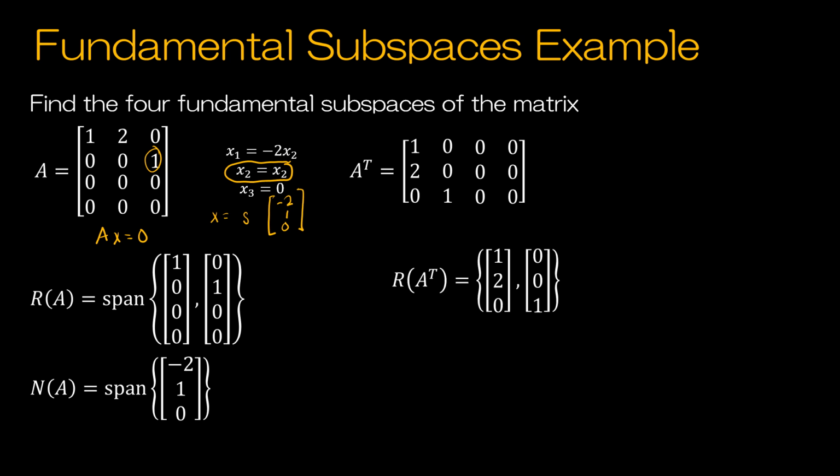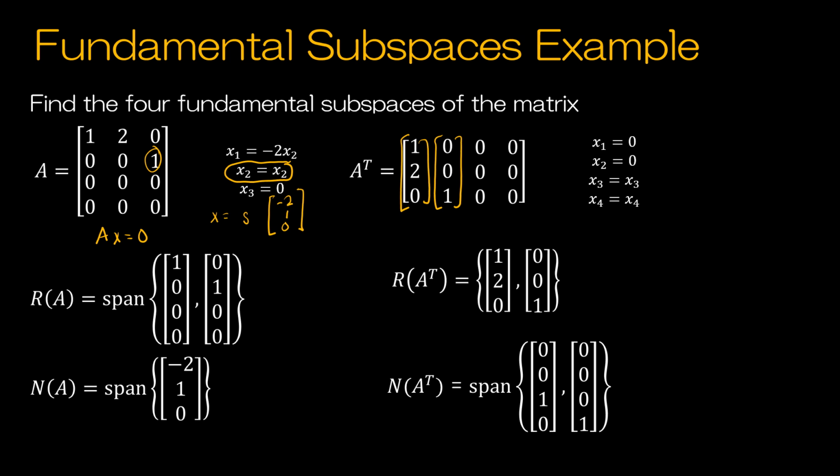So the column space of A transpose I can find quite easily. I'm looking for the non-zero or linearly independent column vectors. And then the null space of A transpose is found in the same way we did the null space of A. So x1 is 0, x2 is 0, x3 is x3, and x4 is x4. That gives me two vectors. Remember, that would be s times 0, 0, 1, 0, plus t times 0, 0, 0, 1. So these are the four fundamental subspaces.